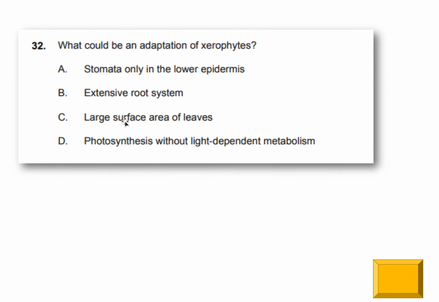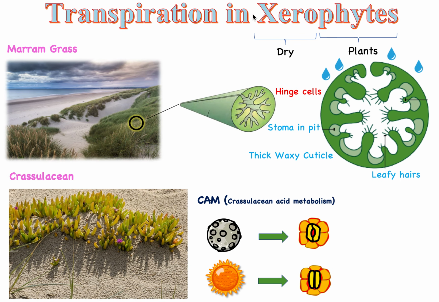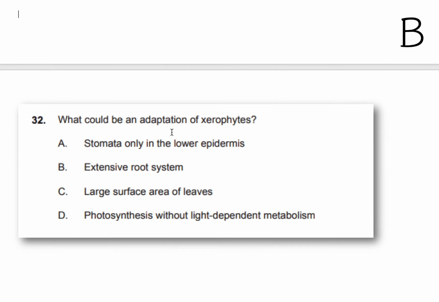C, large surface area of leaves. Like I said, over here, they fold up to reduce the surface area that is exposed to sunlight, because by reducing the inside area exposed to sunlight, less transpiration will happen, okay? Because we know sunlight triggers the stomata to open, so that it can lose water. So it would not be C, because they actually have a lower surface area of leaves.